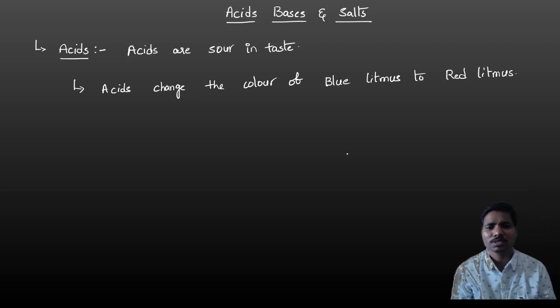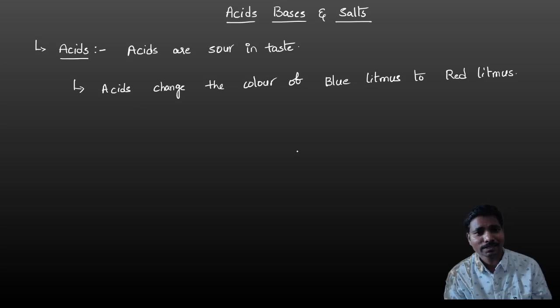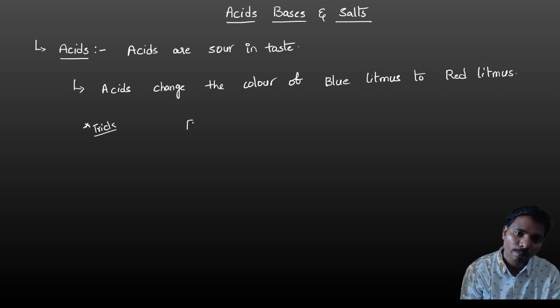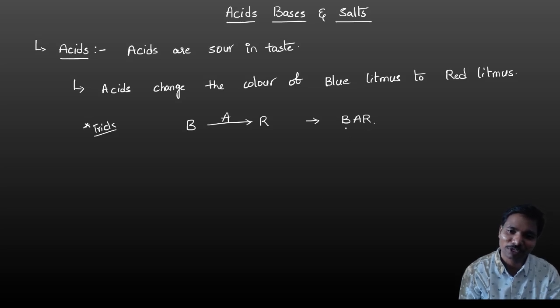Okay, we have so much confusion on this point. That is, acids convert blue to red or bases convert blue to red, like that. Here I want to give a small trick to remember. Here, blue litmus to red litmus. Which is converting blue litmus to red litmus? That is acid, na? So make that A here. So the simple trick is nothing but bar and restaurant. Okay, so here bar, see, convert blue litmus to red litmus.